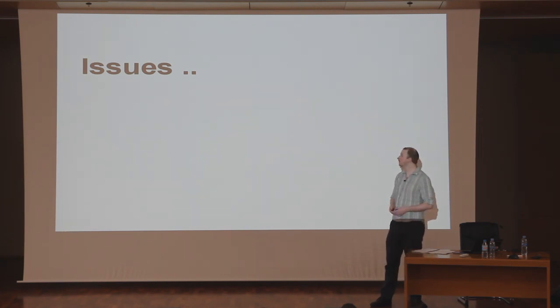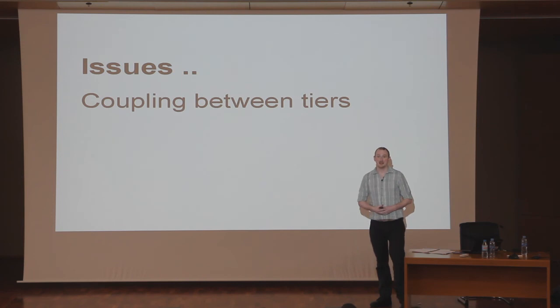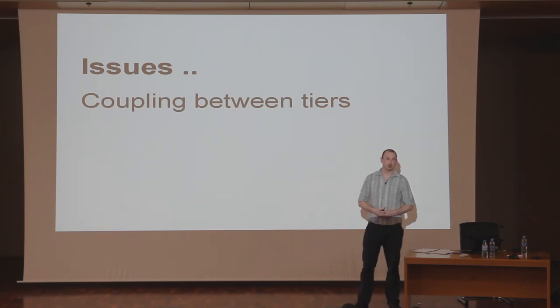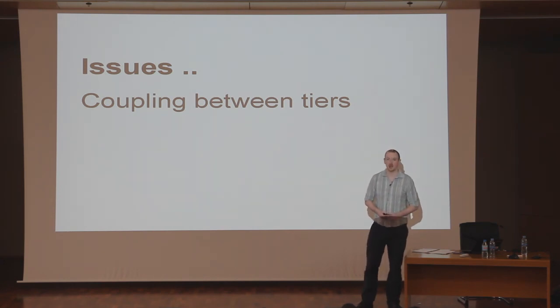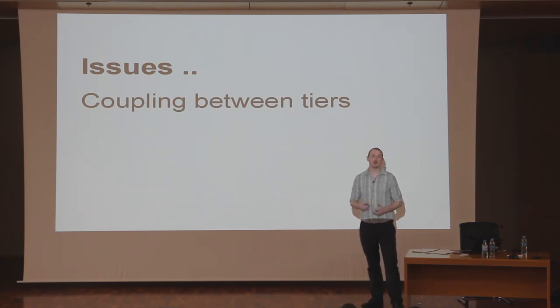It's got several problems. Coupling between the tiers is the biggest one. So your controllers and your services and your domain layer are all intertwined. Picking them apart is almost impossible once you have a fairly sized large application. Trying to break them up, modularize, very difficult. So this coupling is a problem.